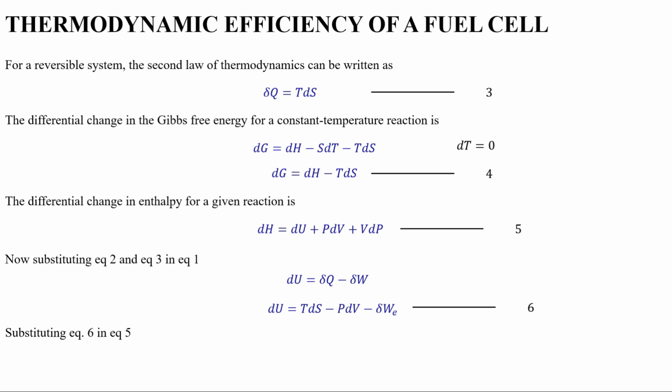If we substitute dU from equation 6 in equation 5, then we have an equation like this: dH is equal to TdS minus PdV minus delta WE plus PdV plus VdP. Minus PdV plus PdV will be cancelled out, and we are left with the equation dH is equal to TdS minus delta WE plus VdP. This will be the change in enthalpy for a constant temperature process.